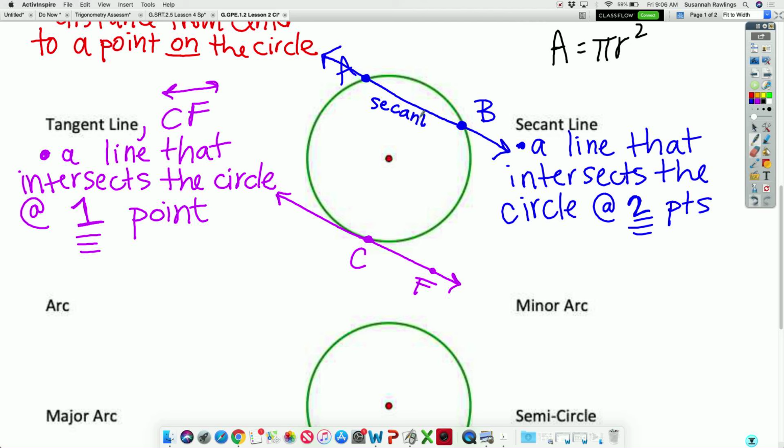And if you don't have colors, you can just label your lines like that. If you don't have colors to color code.